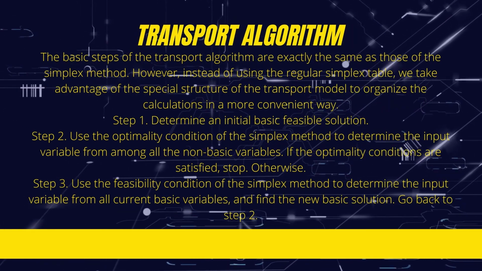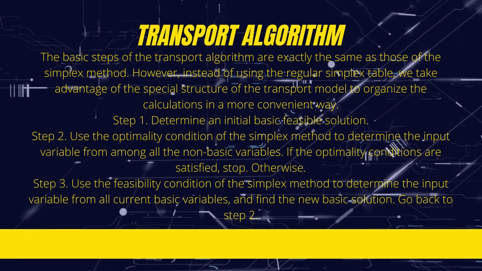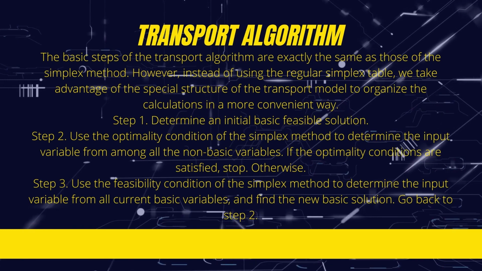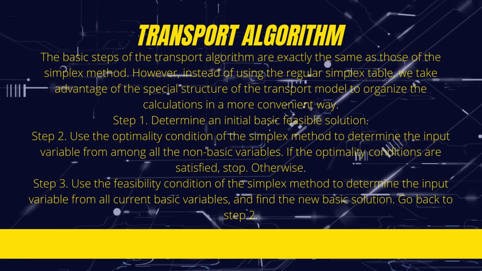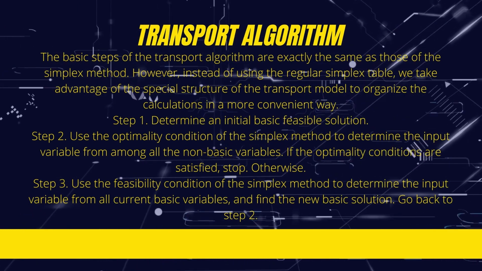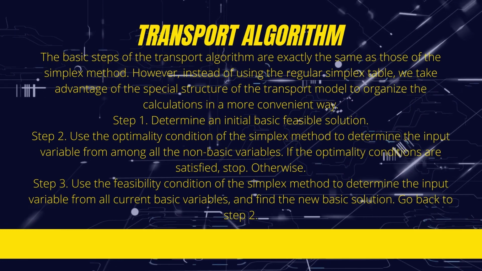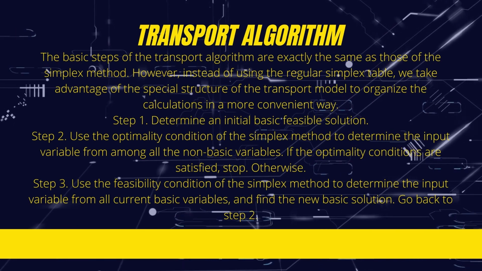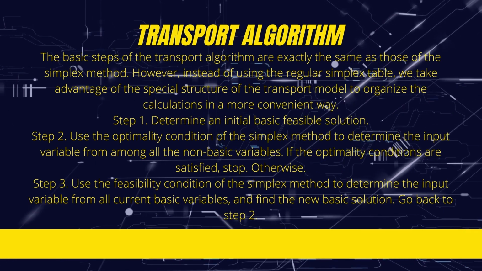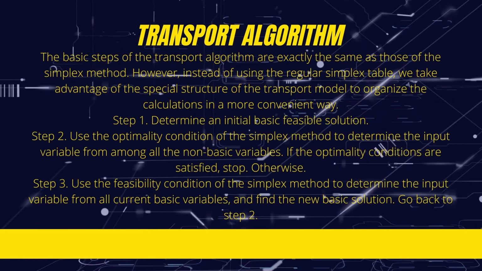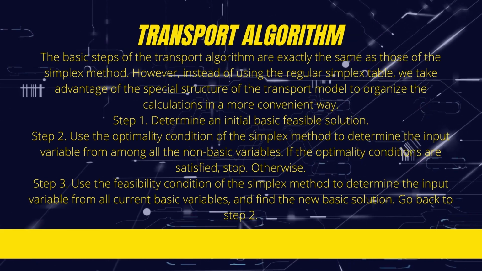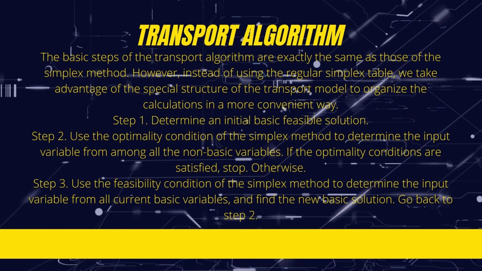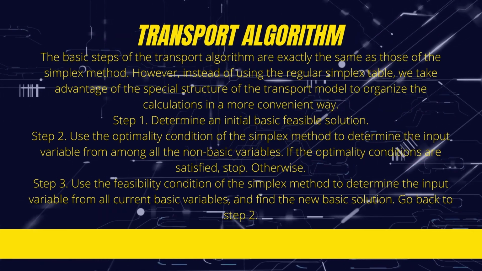Step 1. Determine an initial basic feasible solution. Step 2. Use the optimality condition of the simplex method to determine the input variable from among all the non-basic variables. If the optimality conditions are satisfied, stop. Otherwise, step 3. Use the feasibility condition of the simplex method to determine the output variable from all current basic variables, and find the new basic solution. Go back to step 2.